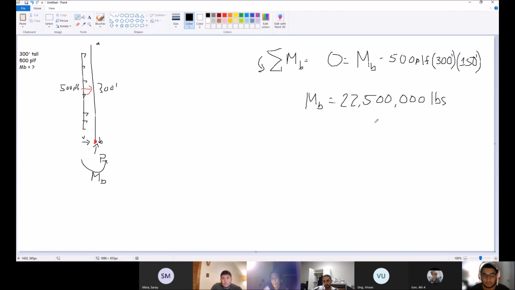Does anyone know a way we can make this smaller? Because it's way too big. Like write it as a smaller number, just reducing the amount. So what we can do is make it tons, I mean KIPS. Do you remember what KIPS stands for? It's 1,000 pounds.